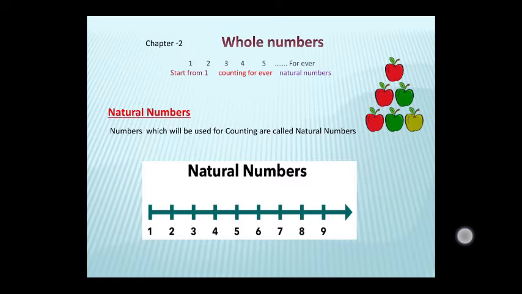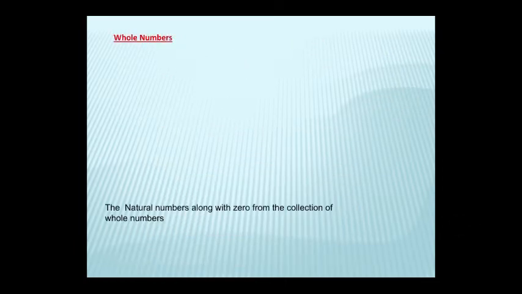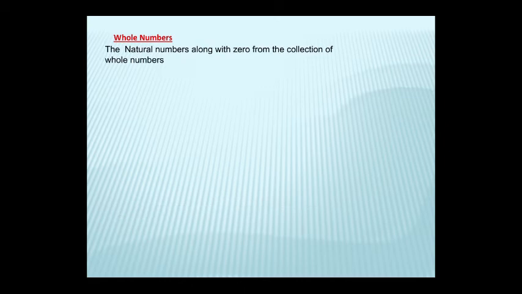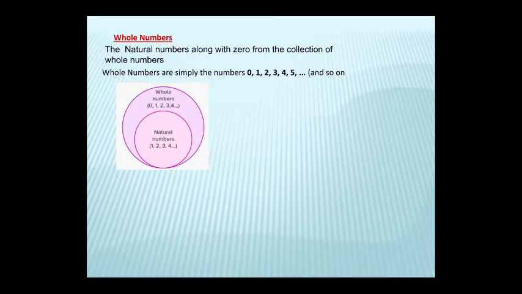You can observe in this picture. Now whole number. See, the natural numbers along with 0 form the collection of whole numbers. The whole numbers are simply the numbers 0, 1, 2, 3, 4, 5 and so on. Here you can observe in this picture, inside of whole number, natural number is there. So whole number is defined as 0 including natural numbers.